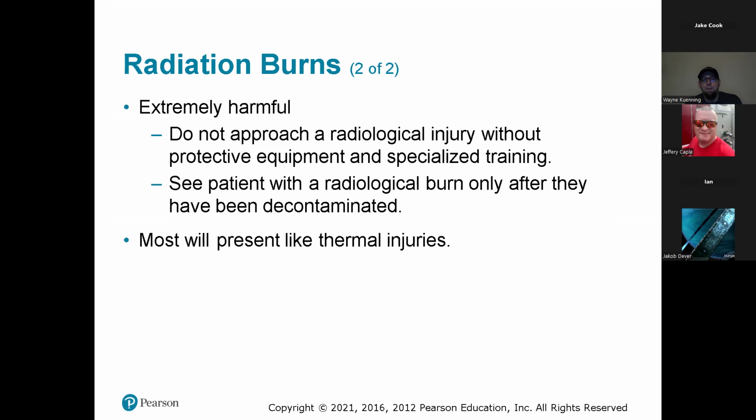All patients who have been exposed to radiation have to be decontaminated by somebody on a hazmat team. And I don't know if we have one locally that does radiation decontamination. I don't.